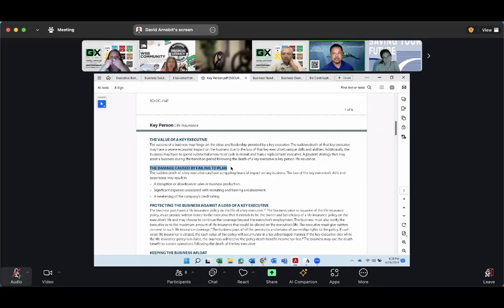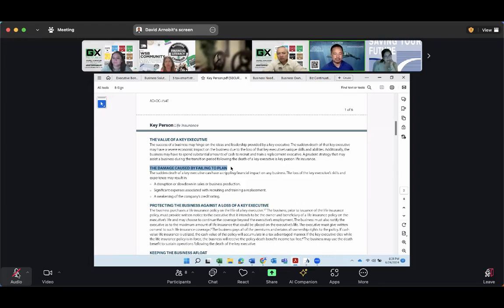Damage caused by failing to plan. If you have somebody who's critical to the organization that becomes sick or injured, dies or leaves, it's going to affect your revenue and your profitability. Right. So that's the reason. The reason why you do this is to have a source to be able to replace that person, the gap and the void that they are going to leave.